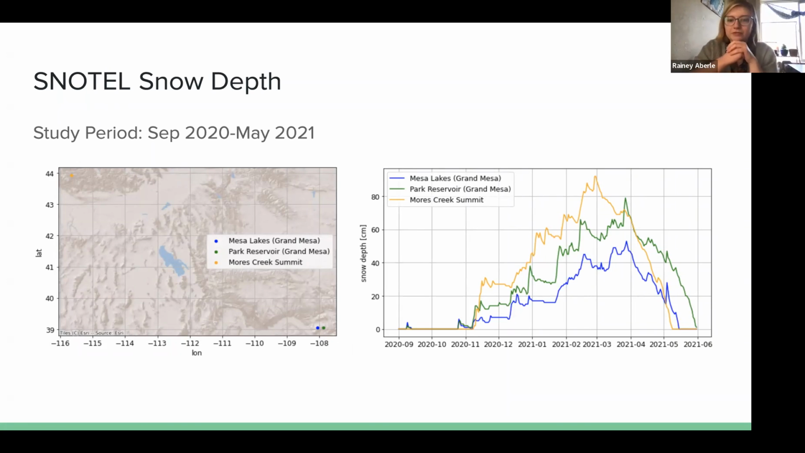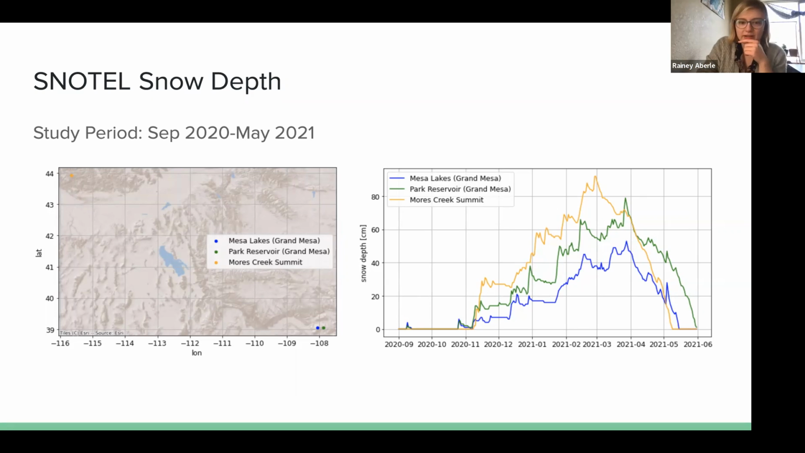So just briefly, one thing we worked on pretty early on was pulling those snow depths from SNOTEL stations in those study sites. And sorry, this locator map is not incredibly helpful if you're not familiar with the area, but the orange dot, that tiny dot up in the upper corner, is Moores Creek Summit over in Idaho. And then we have our 2 Colorado stations, or Grand Mesa. So this is giving us a sense of the magnitude of snow depth that we get in one season.